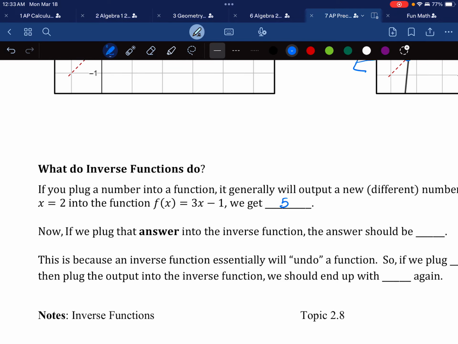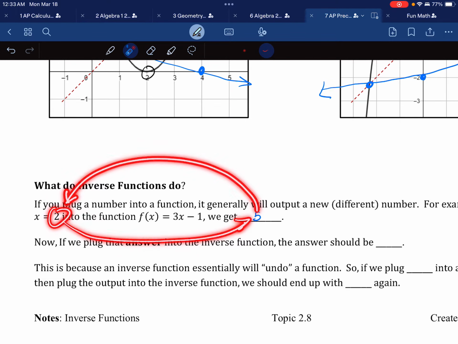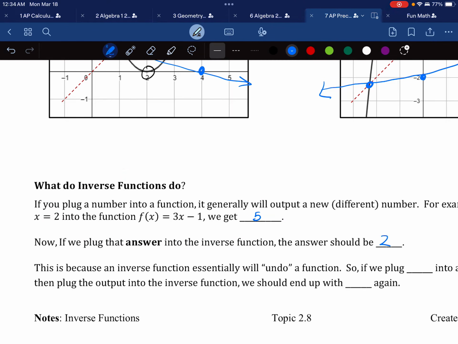Here's the interesting thing, though. This is usually where textbooks start. If you plug this 5 into the inverse function, not the normal function, but the inverse function, the answer should be x, because you're going backwards now. The inverse function should undo it. So going forwards, we went from 2 to 5. Going backwards, we went from 5 to 2. It's kind of interesting, right? 2 goes to 5 in the normal function, and then 5 goes to 2 in the inverse function. So that means that inverses undo a function.